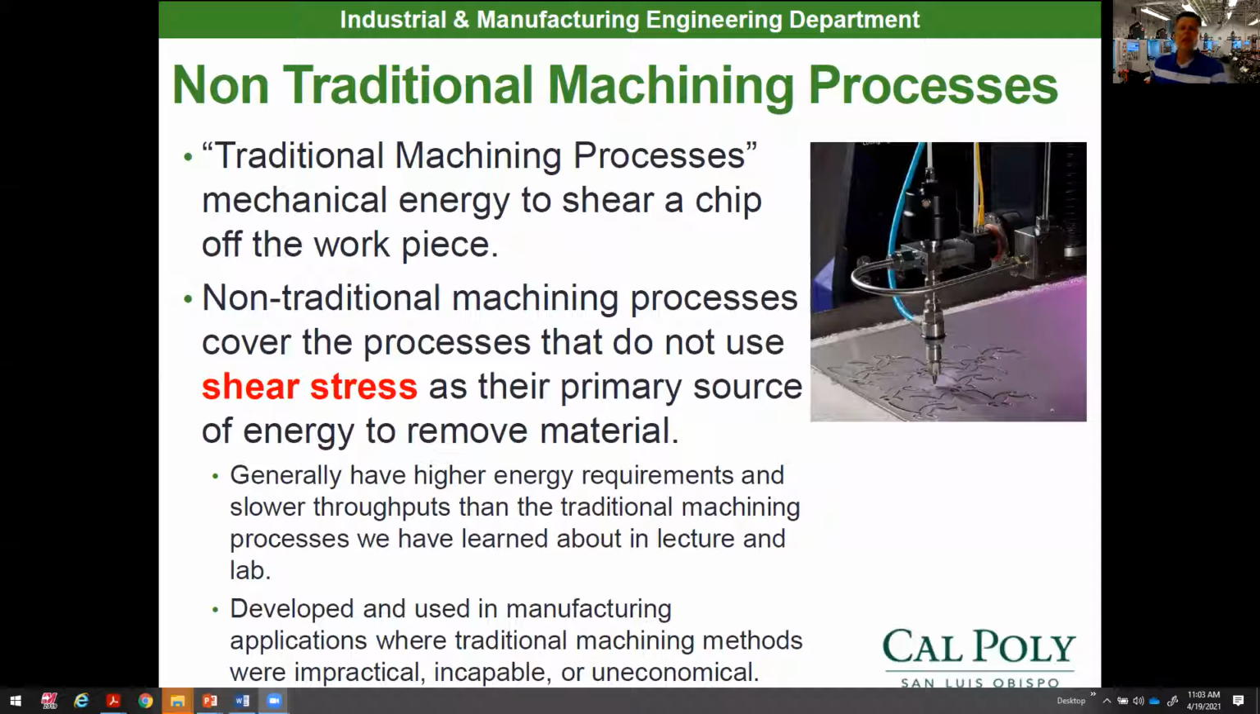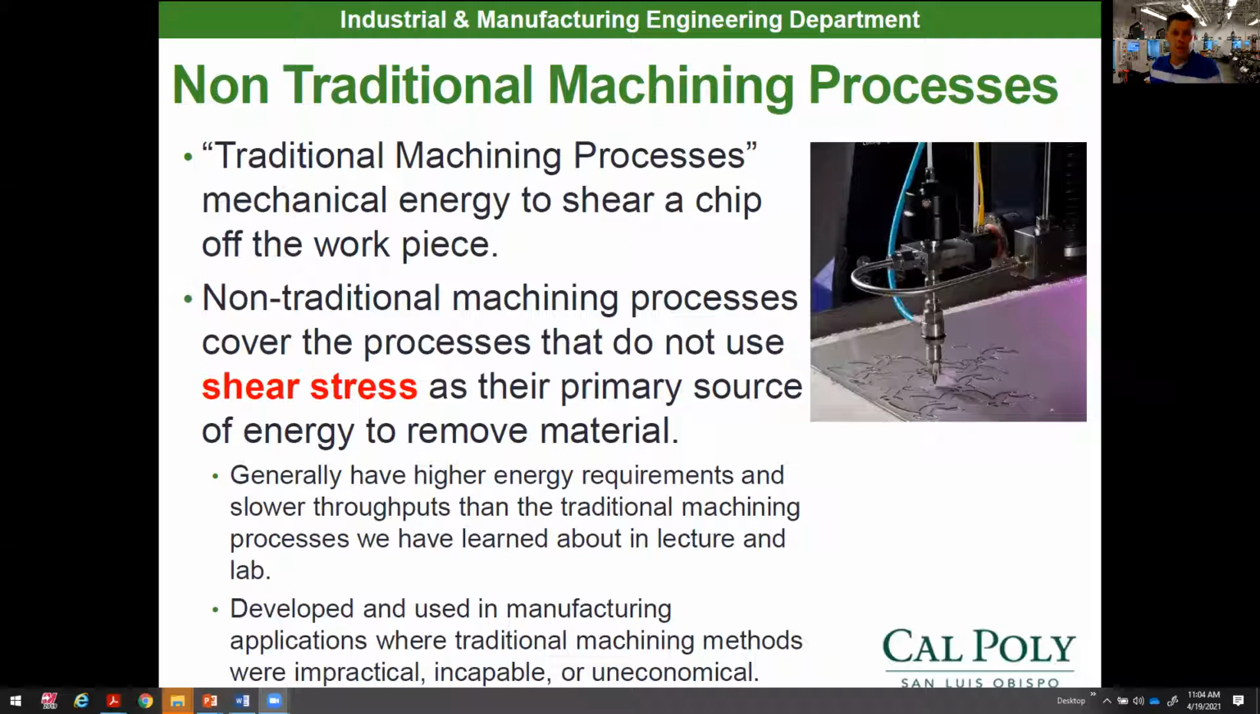Now, these non-traditional processes have higher energy requirements, and they're slower than the traditional machining processes. What that means is they're more expensive to use on our parts. It's going to cost more per hour to manufacture parts using these processes compared to the traditional processes. So really, these processes should be reserved only for when you actually need them. You should always resort to your traditional machining processes first, and then look at the non-traditional or maybe abrasive processes if you can't get it done using the traditional ones.